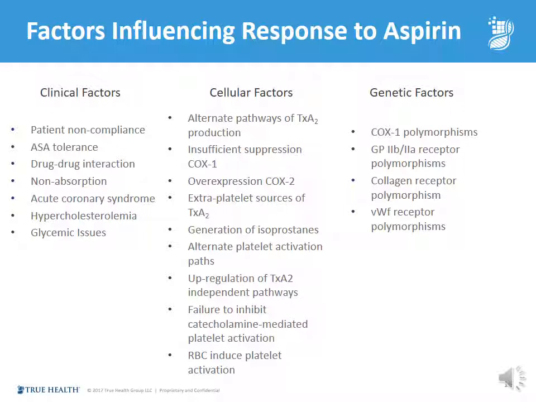Of course, in an acute coronary syndrome, there is significant overproduction of thromboxane A2, and it would be tougher to inhibit in that situation. There are studies showing marked hypercholesterolemia can also aggravate or hinder the effect of aspirin on thromboxane A2, as well as abnormal glycemic issues. The middle column discusses some of the cellular factors that influence the response to aspirin, and on the right are some of the genetic factors that could be at play affecting platelet reactivity.